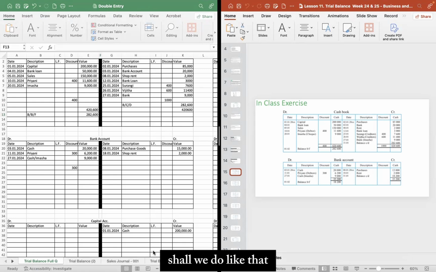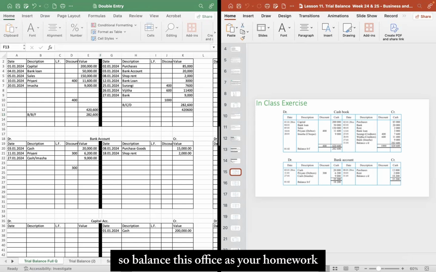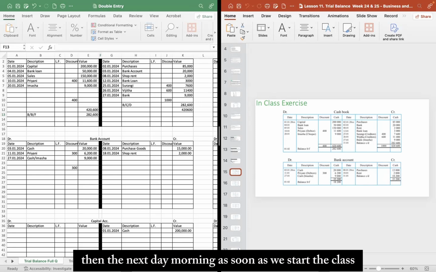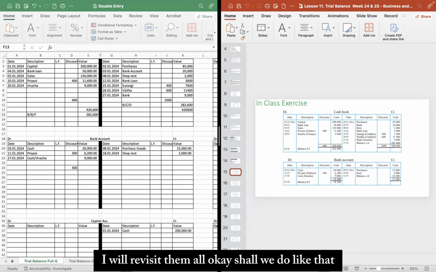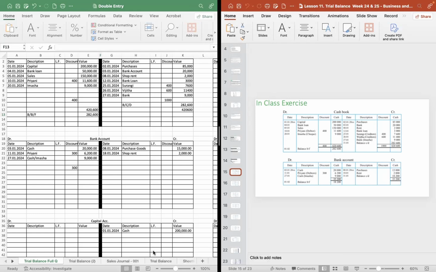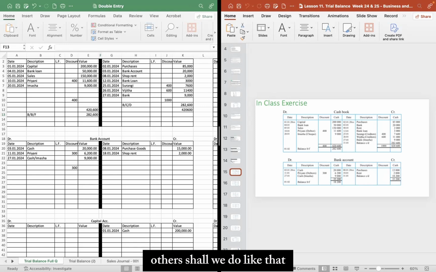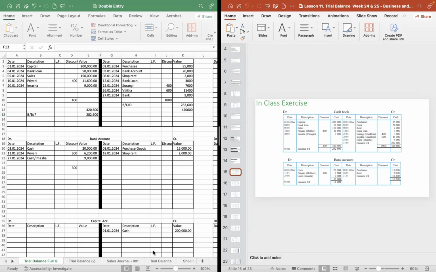Shall we do it like that? So balance these off as your homework and then prepare the trial balance. Then the next day morning, as soon as we start the class, I will revisit them all. Shall we do it like that? And the others, shall we do it like that? Okay, sir.